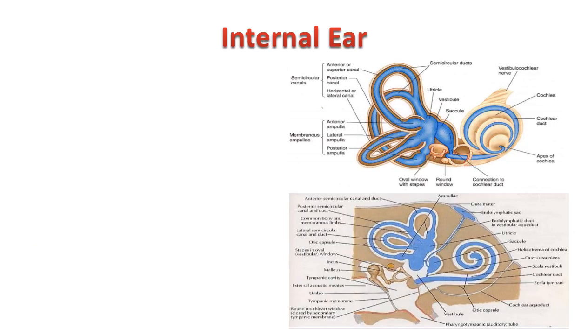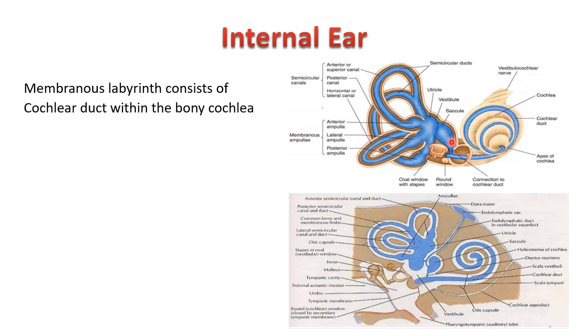Now, coming to the membranous labyrinth. While the bony labyrinth is intercommunicating bony cavities, the membranous labyrinth consists of intercommunicating ducts, and they are filled with endolymph. Mainly what you see is the cochlear duct in the scala media, within the bony cavity, filled with the endolymph. Scala media contains the cochlear duct, and inside the cochlear duct you have the peripheral organ of hearing.